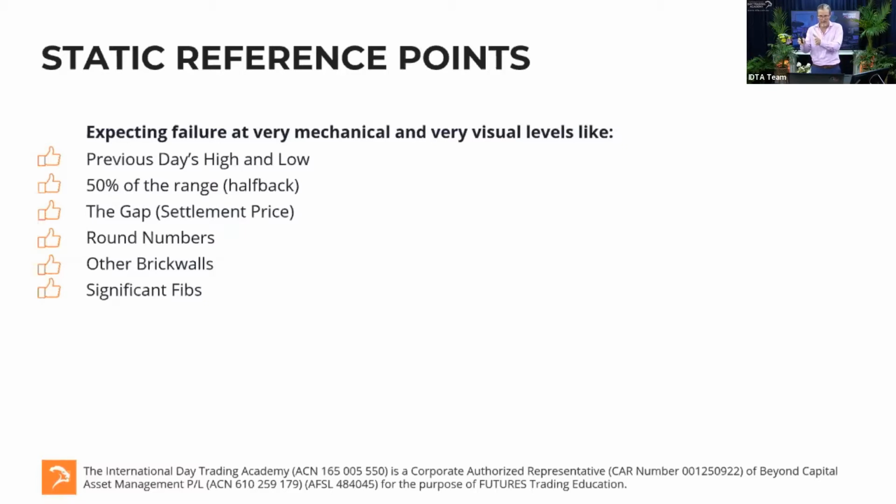So let's say I was trading the open of the US market. I would look at the extended trading hours as reference points. It's very important to look at those areas. Now, there's a term called half back, which is the 50% of the range, right? It's a very key Fibonacci level, the 50% of the prior day's range. Also the gap, which is the settlement price, obviously round numbers, brick walls, and significant fibs.